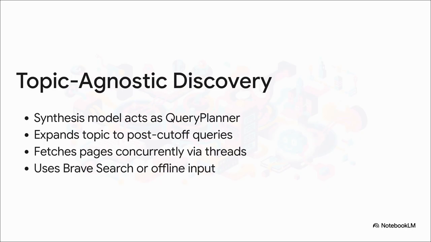Like, if you ask about a protocol, it's going to naturally search for spec releases and security updates. Then, the pipeline fetches these pages concurrently via virtual threads using the Brave Search API or, and this is super cool, if you want a totally offline, network-free discovery process, you can literally just use the --javadoc-input file flag to supply a curated corpus file yourself.